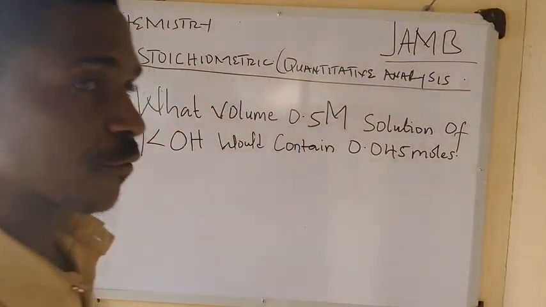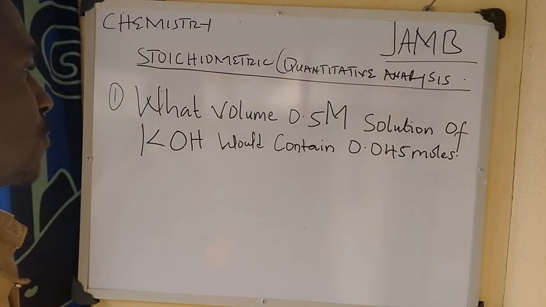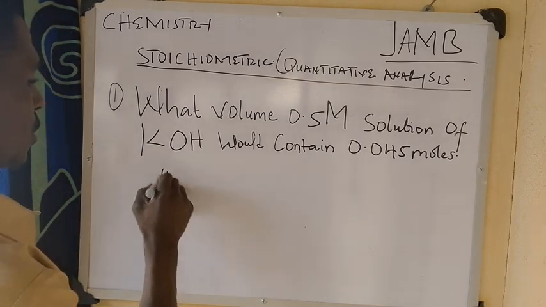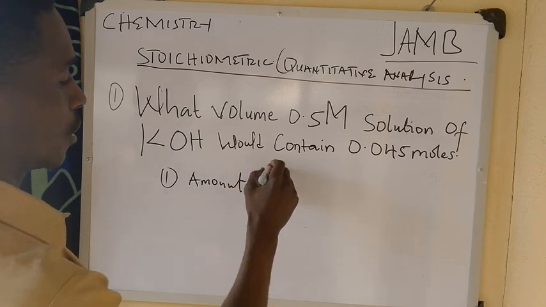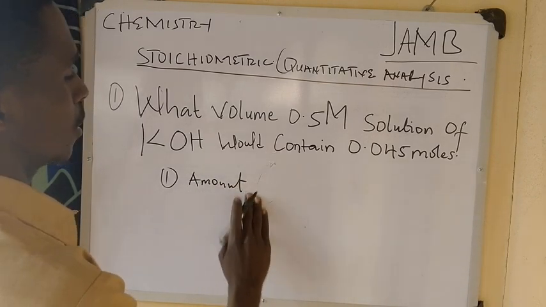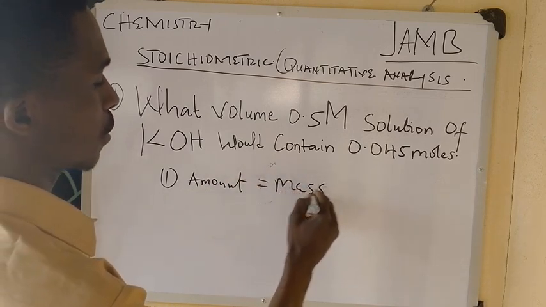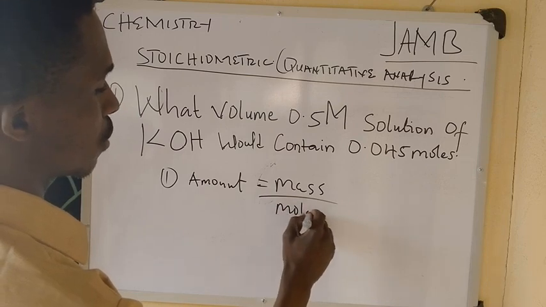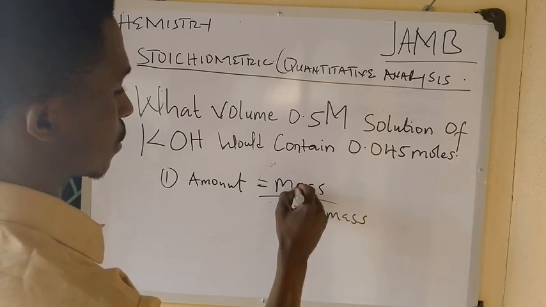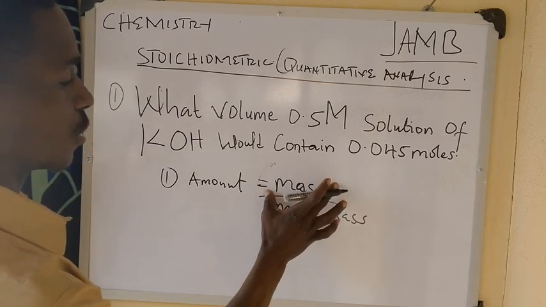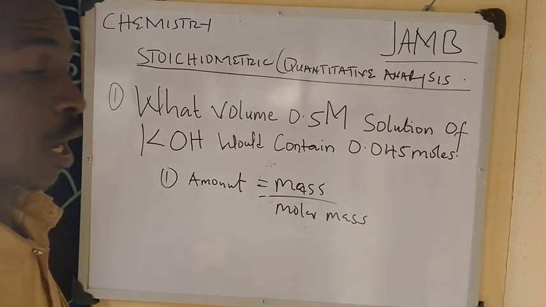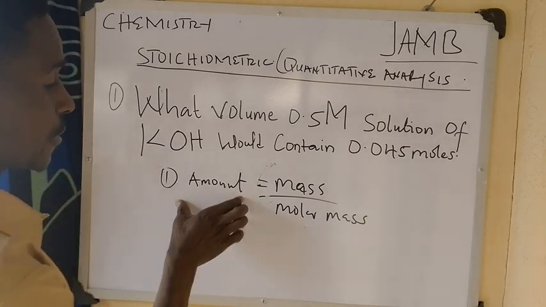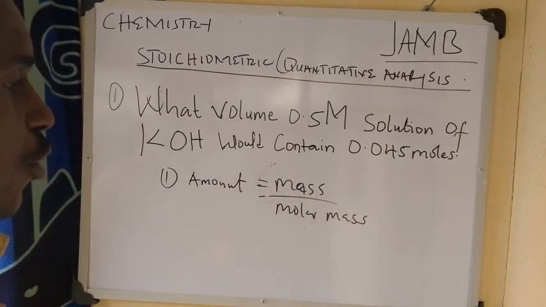So, number one, for those that are joining us today, the number one formula says that amount of substance, amount, is equal to mass over molar mass. This amount is the same thing we call the number of moles. So this is mass over molar mass. That's the first formula you need to know.